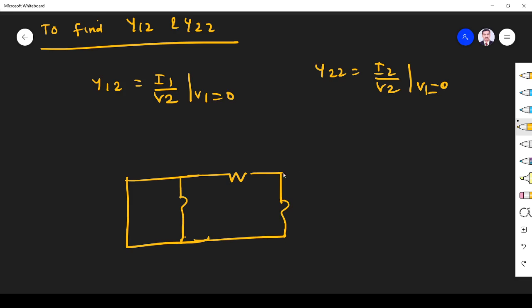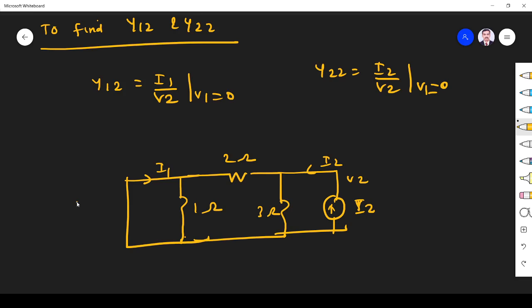So the circuit becomes like this. This is I2. Here we have V2, I2. This is 2 ohm. Here we have 3 ohm. This is 1 ohm. Here I1 comes. V1 is 0, short circuit.